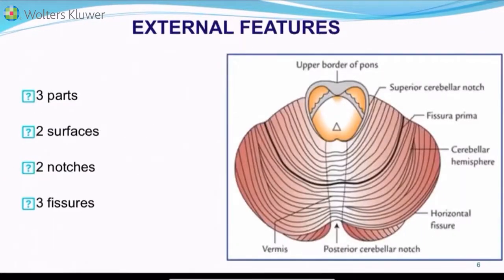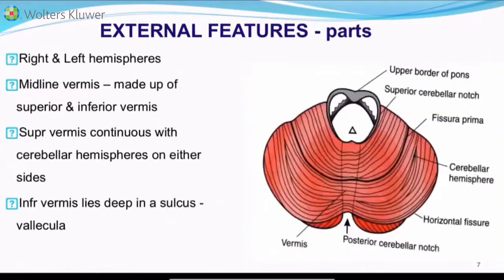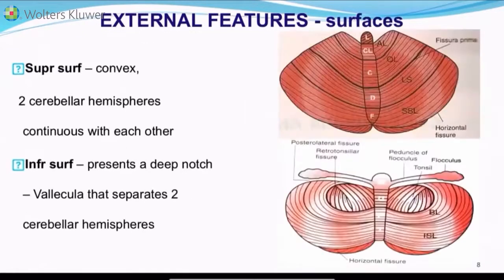Now moving on to external features, it has three parts, two surfaces, two notches and three fissures. So we will be studying these features one by one in detail now. Parts: it has three parts, right and left hemispheres and a midline vermis. The vermis is made up of a superior vermis and an inferior vermis. Superior vermis is continuous with cerebellar hemispheres on either side. Inferior vermis lies deep in a sulcus known as vallecula.